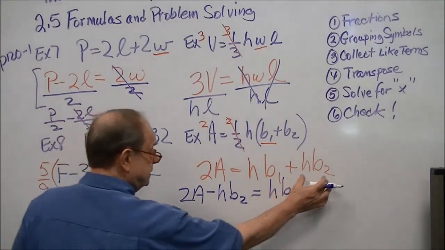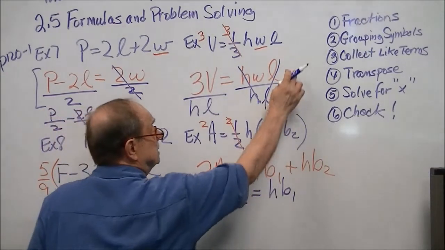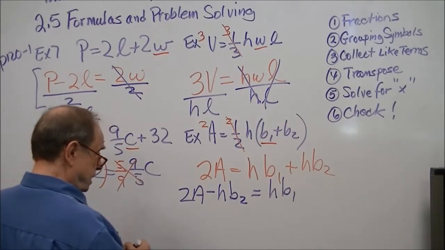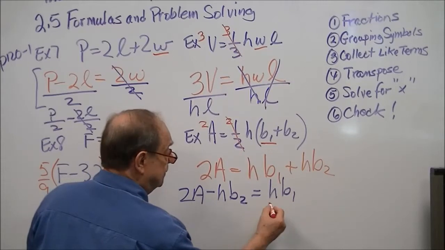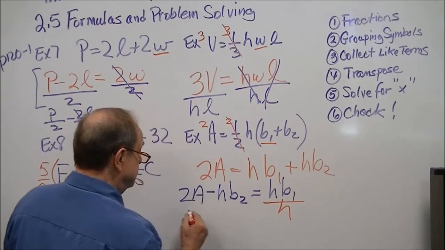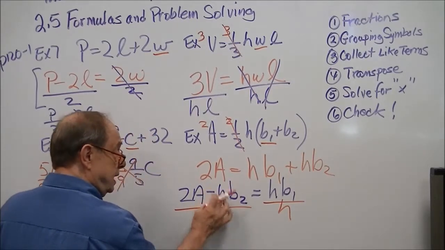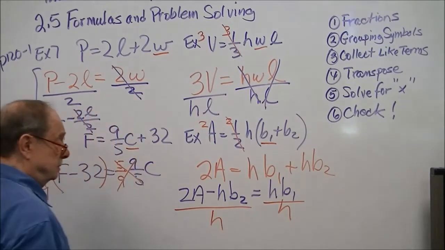I'm just taking this term, bringing it over to the other side. Remember, I had to clear parentheses. And now I will divide by whatever is with the term I'm looking for. And that's an h. And notice I could put it under 2 and the h's would cancel out here, or just leave it like so.